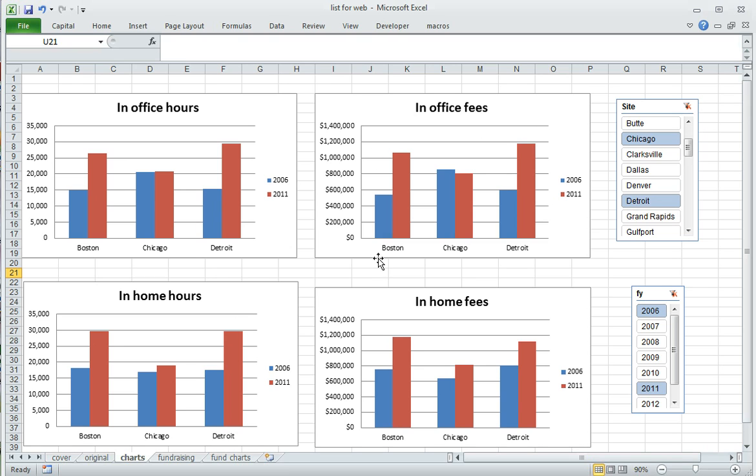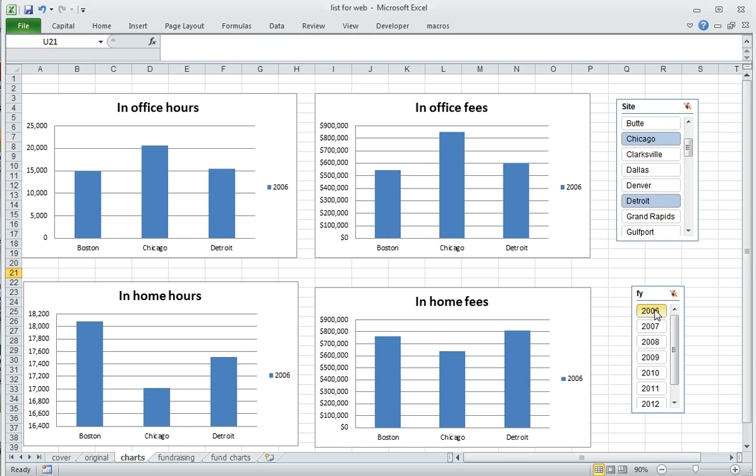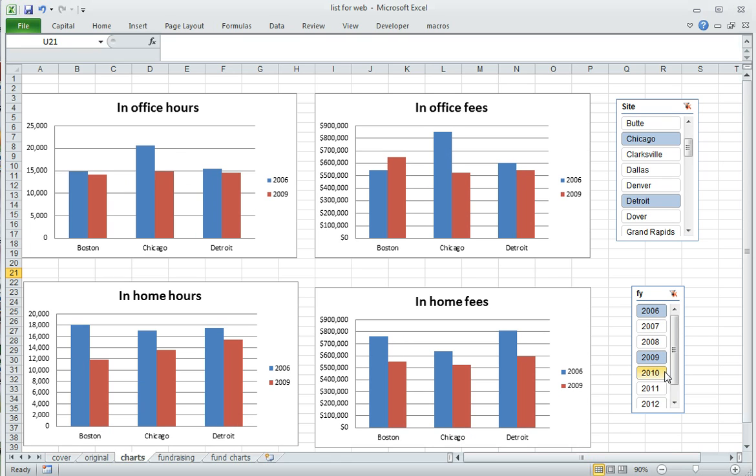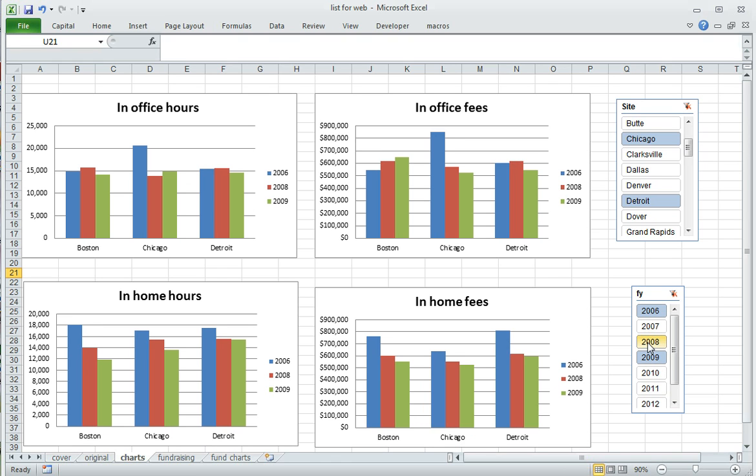Notice all 4 charts change simultaneously with picking what I have in the slicer. I can also pick the fiscal year. There is simply fiscal 2006. There's fiscal 2006 and 2010. There's fiscal 2006, fiscal 2008, and fiscal 2010. So you can manipulate the data any way you want. In this case, these are totals. They could be averages. They could be percentages. They could be projections. The possibilities are almost limitless.